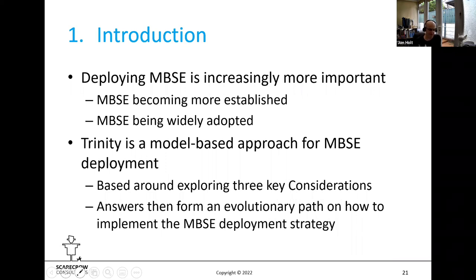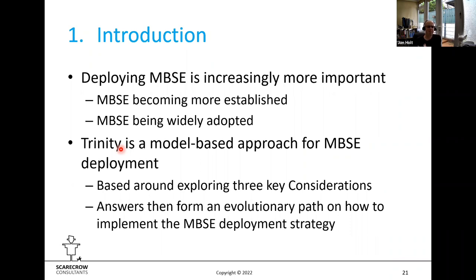And after many years of looking into this, of deploying MBSE successfully in many organizations and seeing how other organizations didn't deploy it successfully, we came up with certain key criteria or certain considerations that we need to bear in mind, that we need to take into account when it comes to deploying MBSE. And we refer to these three things as Trinity. This is just the name that we give to these three things.